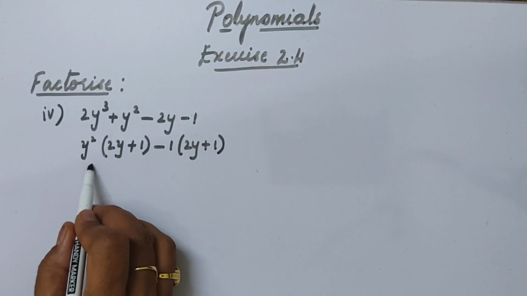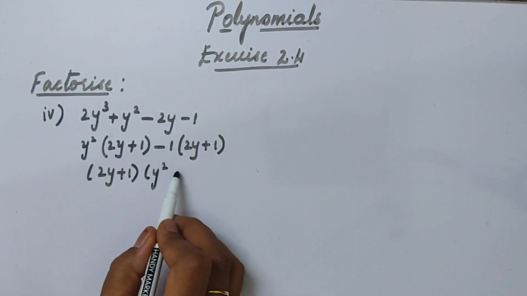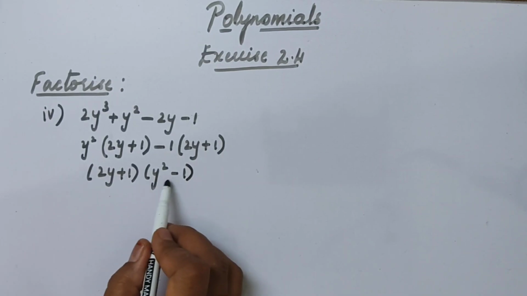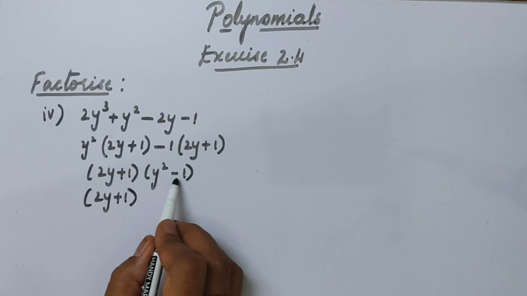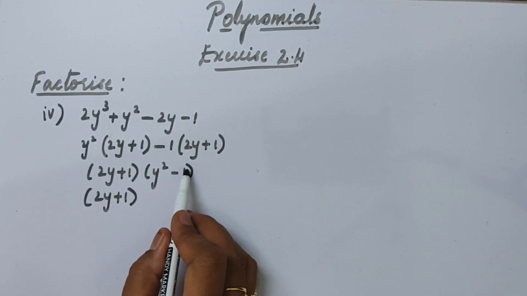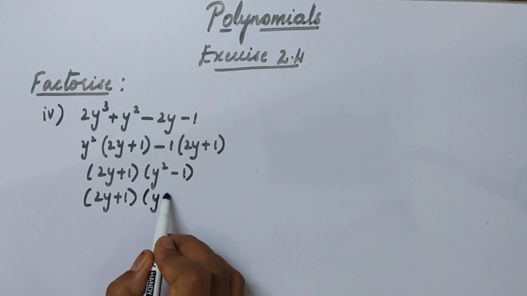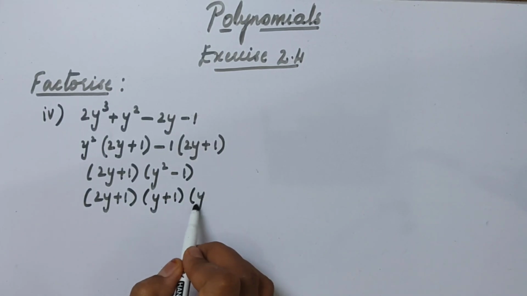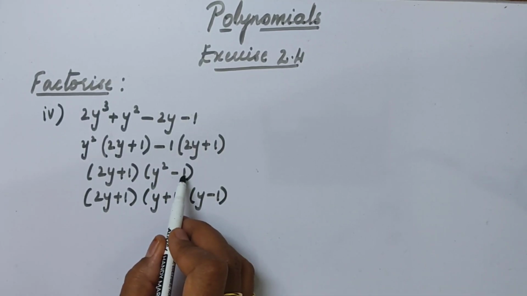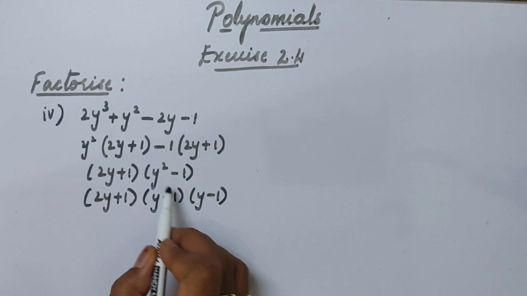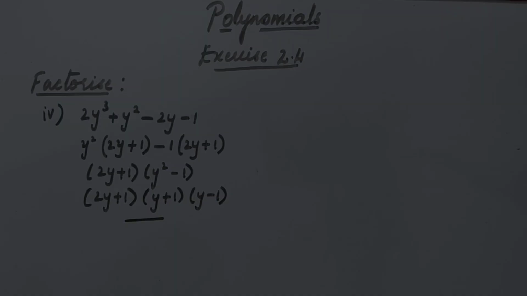Now you can see the bracket is common. Leftover terms are y square minus 1. This is in the form of a square minus b square. This term I'm going to write as it is. 1 square is 1 itself, right? So now here it is a plus b, a minus b. You have to assume a as y and b as 1. A plus b, a minus b. Right, students? I hope this is clear to you all.